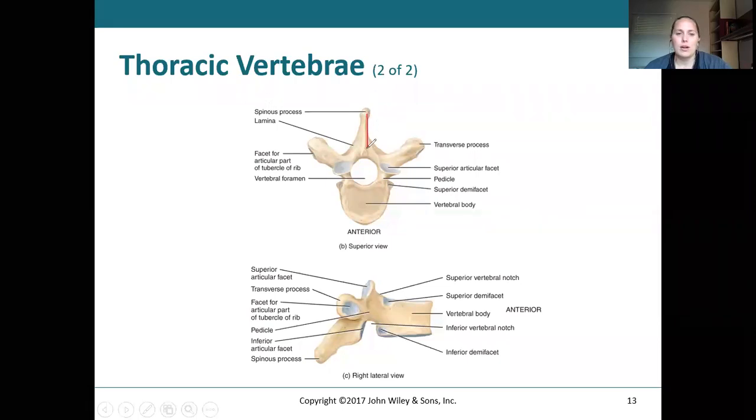There's a large spinous process, as well as a facet here for the articular part of the tubercle of the rib. The vertebral body is quite large in comparison. Here is that superior articular facet that you can see again. In this particular region, you've got a lot of articulation points for the ribs. That's probably another good way to tell a thoracic spinal column component versus the cervical.